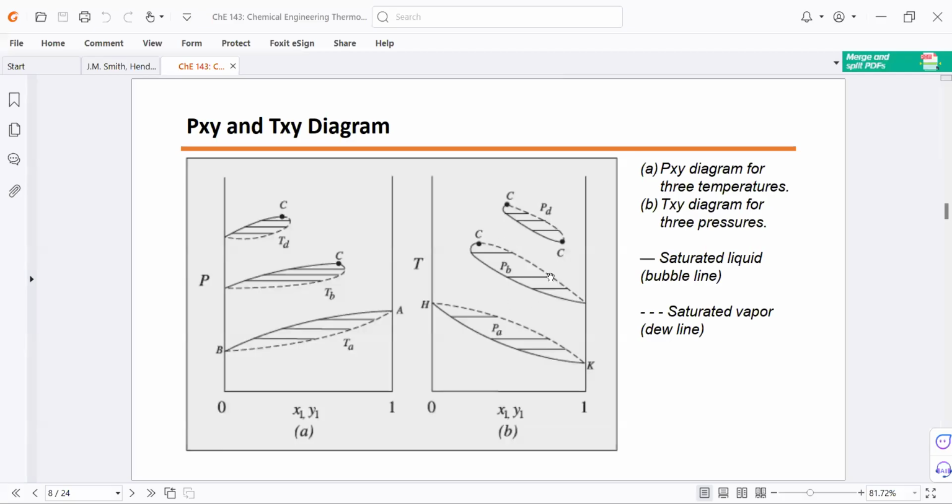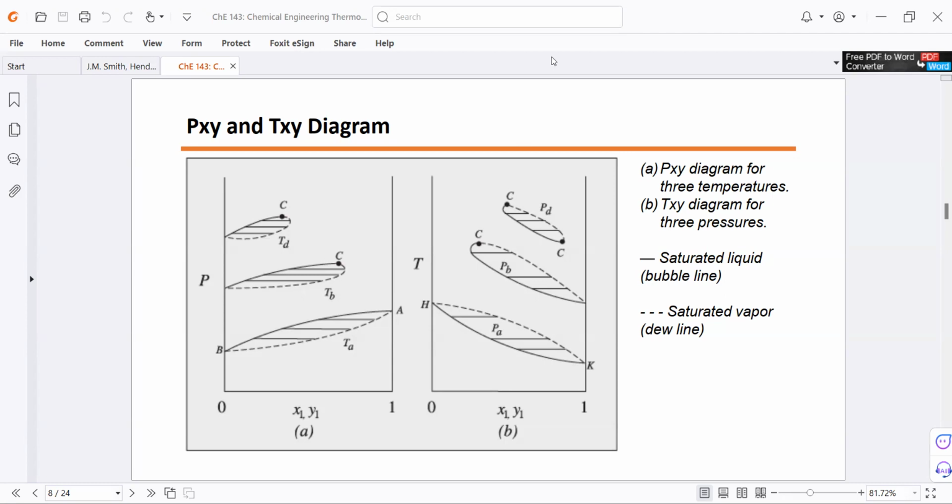And there's a special case for pressure PD. It appears to be an island. It's not connected to either side of the diagram. And why is this so? It's because the pressure PD is above the critical pressures of both the pure species. And therefore, in the TXY diagram, it appears to be an island. Okay?